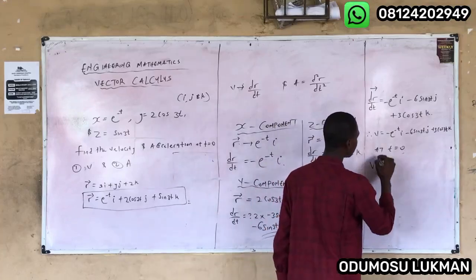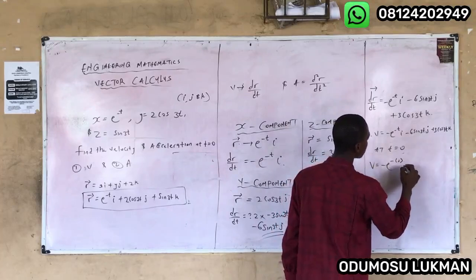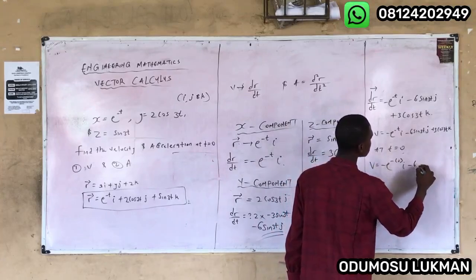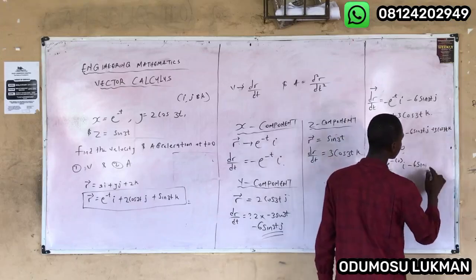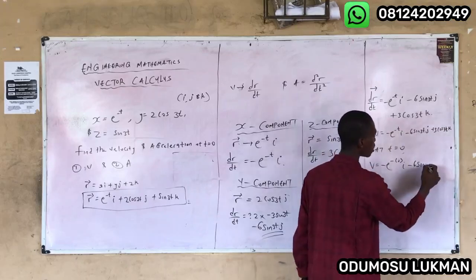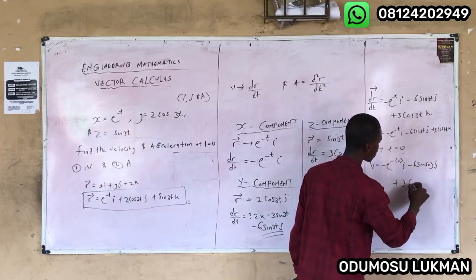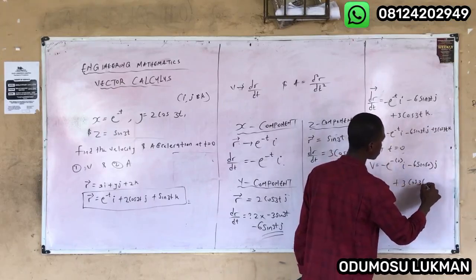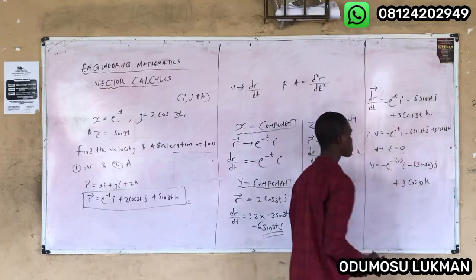So therefore, you have v is equal to minus exponential minus 0 i, minus 6 sine of 3 times 0, which is 0. Just put 0. j plus 3 cos of 3 times 0 as well, k. Now let's press our calculator.